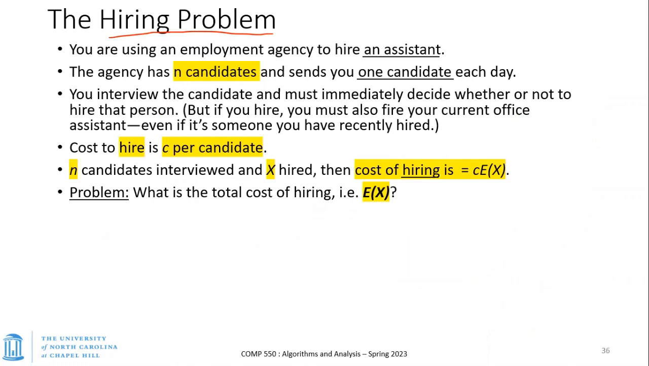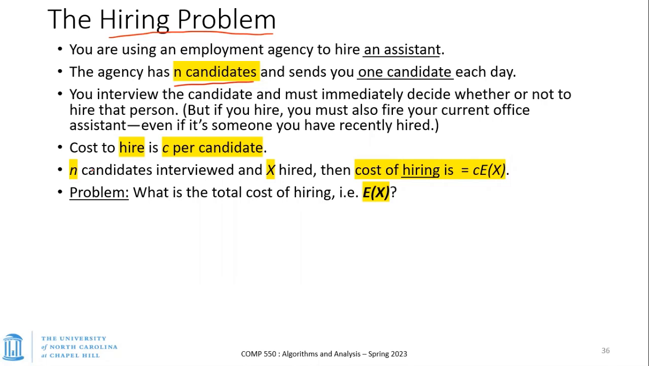You are using an employment agency to hire an assistant. The agency has a total of N candidates and sends you one candidate every day. You interview that particular candidate, and you immediately have to decide whether that person is good or bad. Basically you compare them to previous hires. So you must immediately decide whether or not to hire that person. But if you hire, you must also fire your current office assistant, even if it's somebody you recently hired. Doesn't seem to be very nice, but that's how the problem is defined.